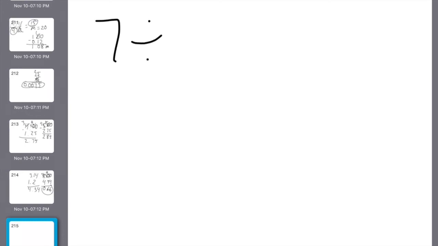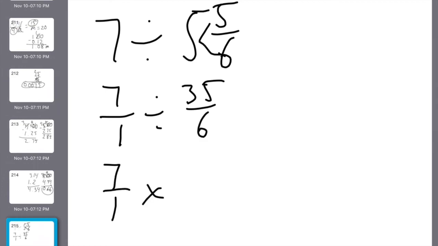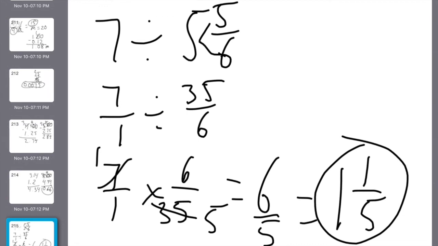27, you got a division one. I have 7 divided by 5 and 5/6. Make them improper: 7 over 1 divided by, multiply 30 plus 5 is 35 over 6. Rules for division stay the same. Change to multiplication, flip it over. Divide by 7, gone. Divide by 7, 5 gives me 6 over 5. Divide, it goes in there 1 time and I have 1 left over. 1 1/5.